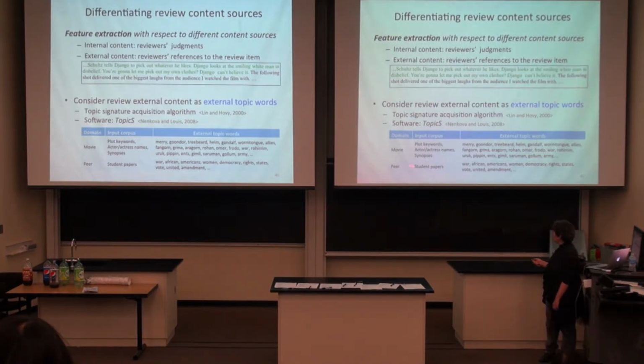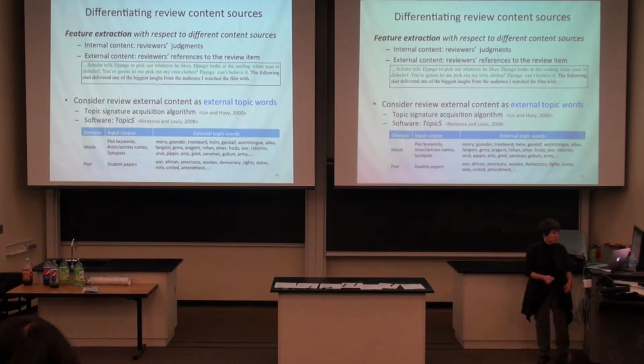For the peer review, we try to find the words that are associated with the student papers for this particular history assignment, and again, we get that by comparing our history papers to a general corpus, and these are the kind of words we get, the topic words in that particular domain. Again, this is about the Civil War, and things like that.